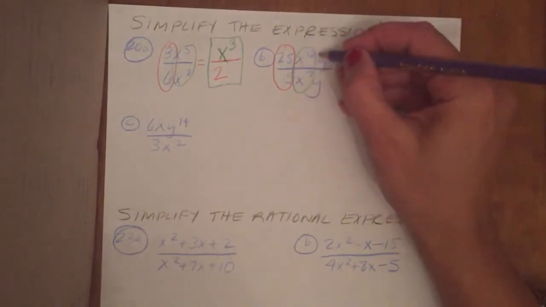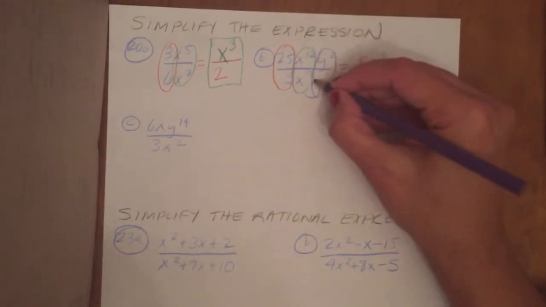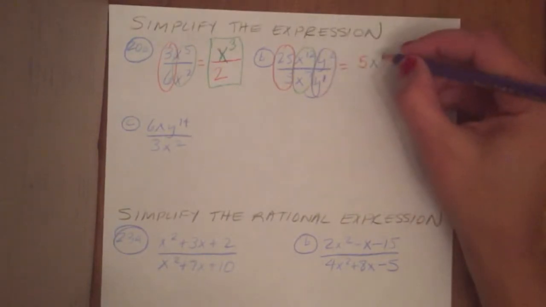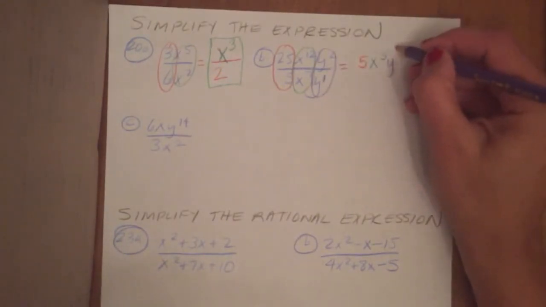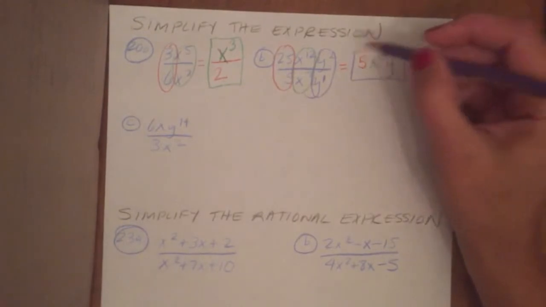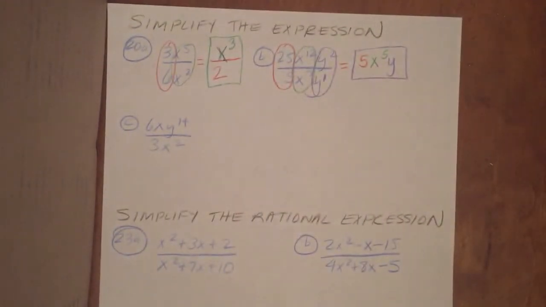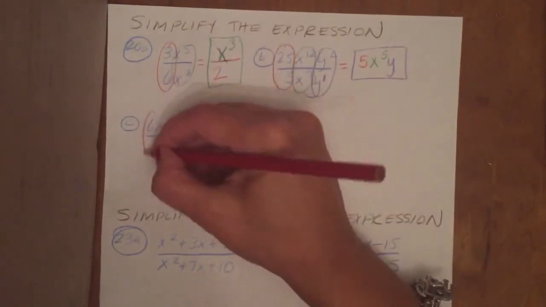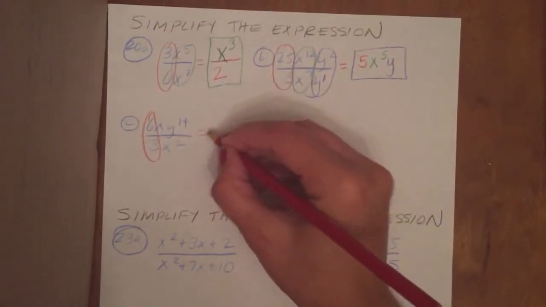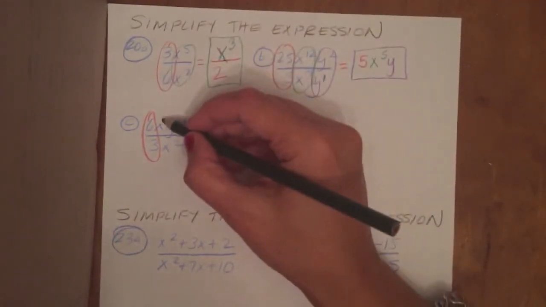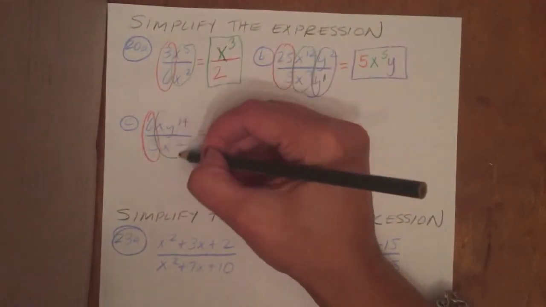And then I'm going to look at my y values, and I've got y squared over y, which is the same as y to the 1st. 2 minus 1 is 1, so I have y to the 1st. And that is how you simplify this expression. Let's look at the last one. I have 6 over 3, and that's going to give me 2. I've got x over x squared.